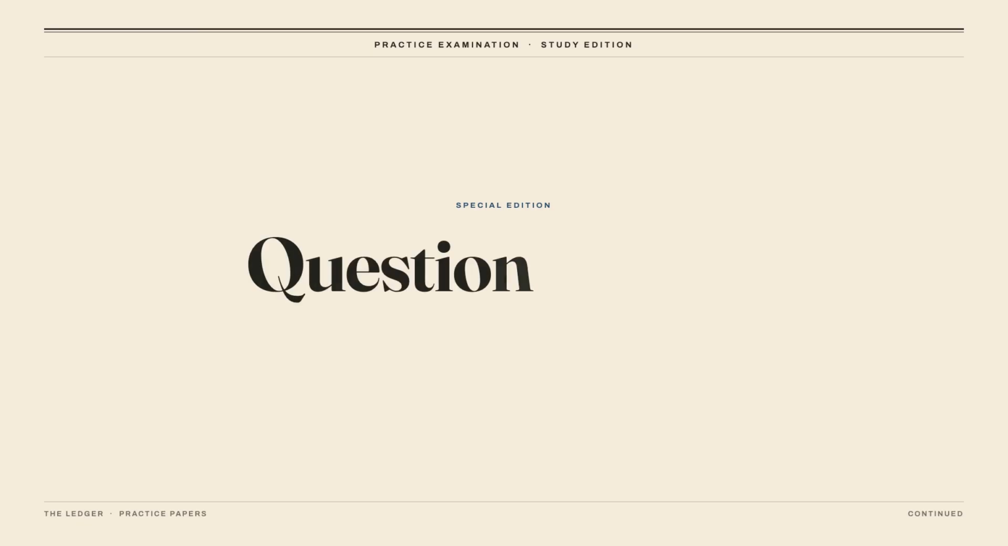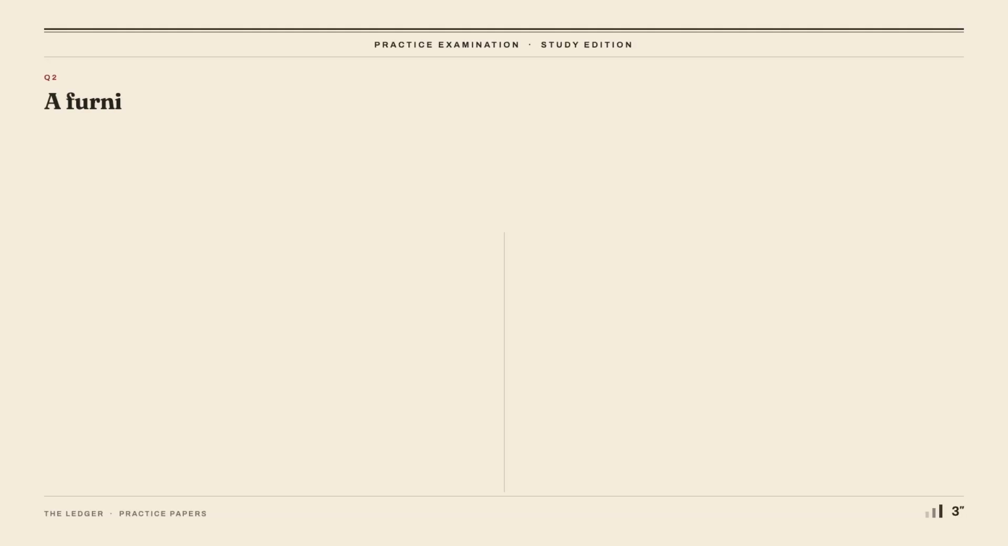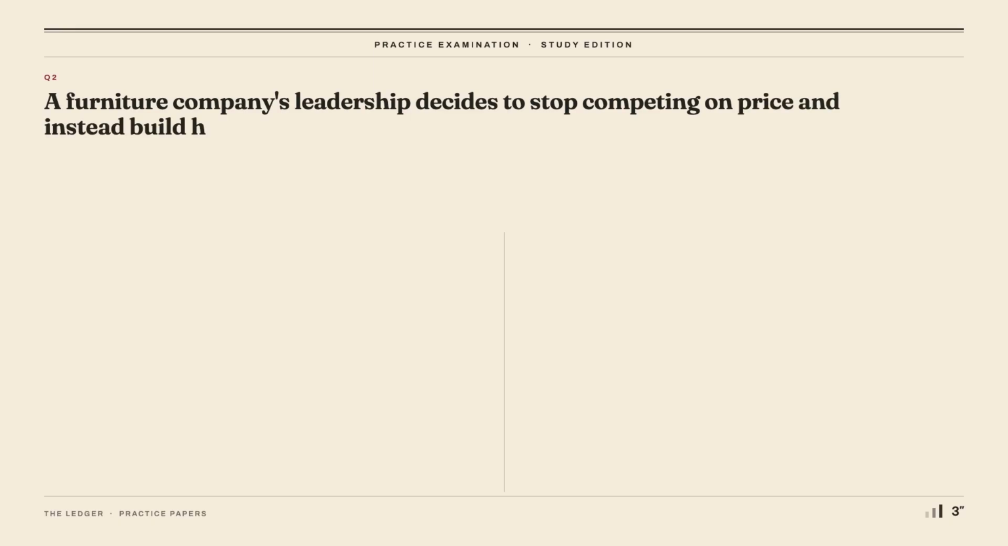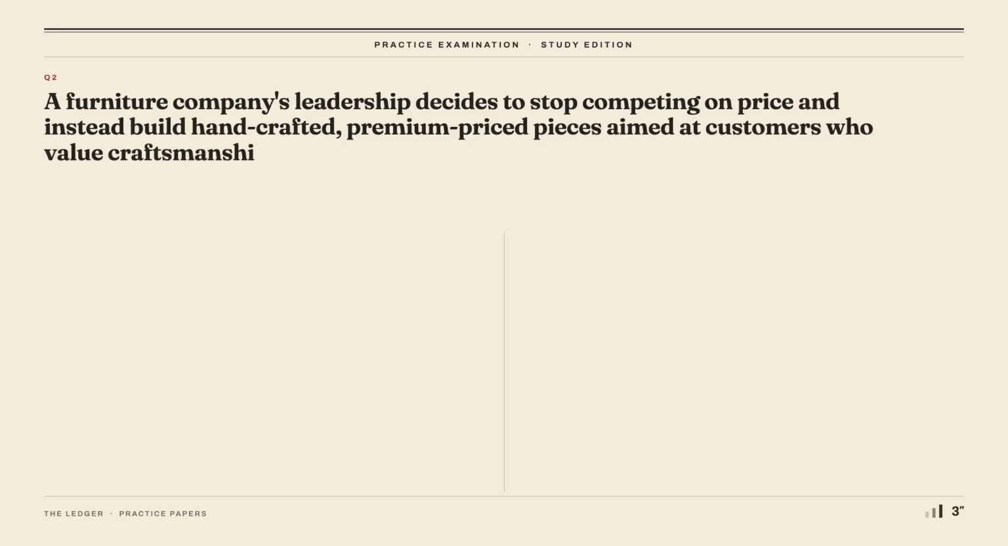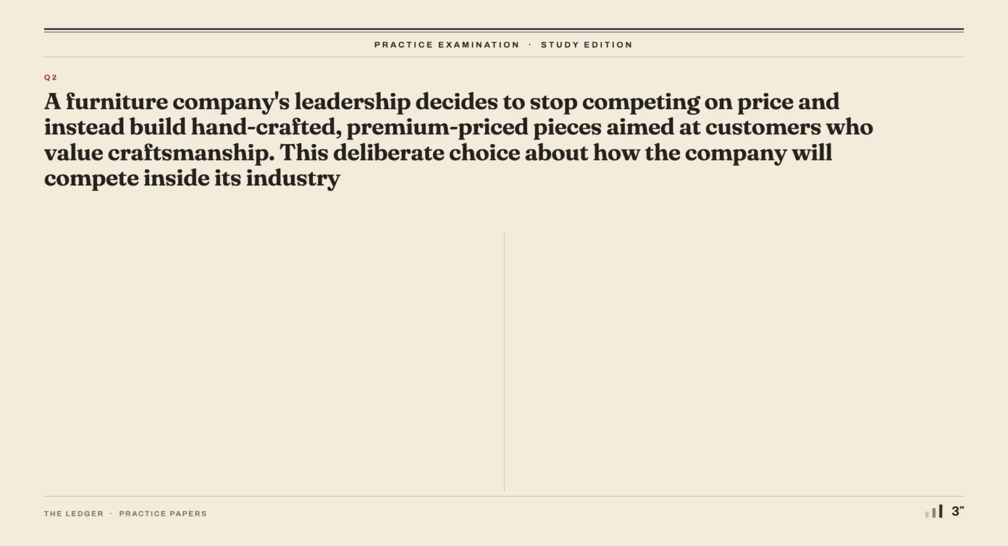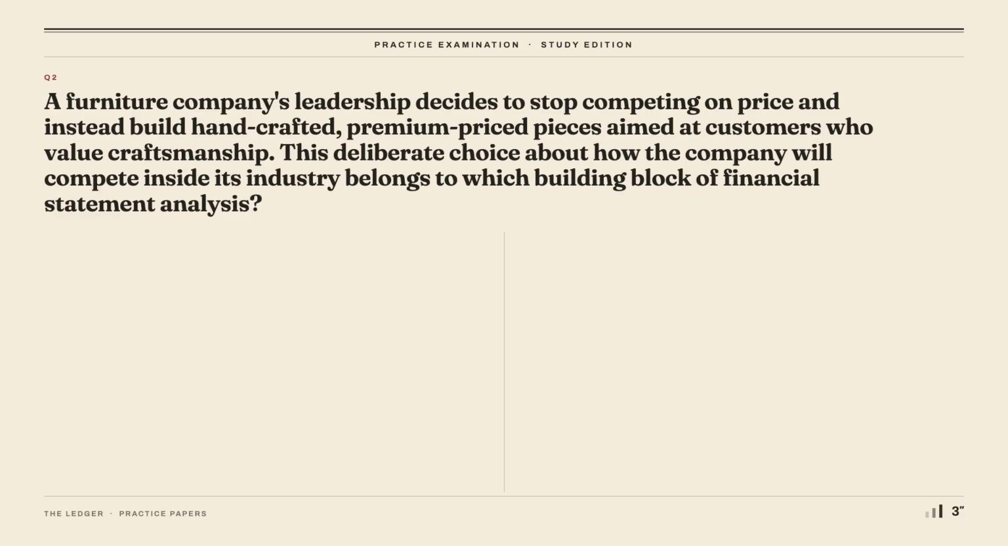Question 2. A furniture company's leadership decides to stop competing on price and instead build handcrafted, premium price pieces aimed at customers who value craftsmanship. This deliberate choice about how the company will compete inside its industry belongs to which building block of financial statement analysis? Your options are A. Strategy, B. Economics, C. Accounting quality, D. Financial statements. Take a second. Which answer would you pick?